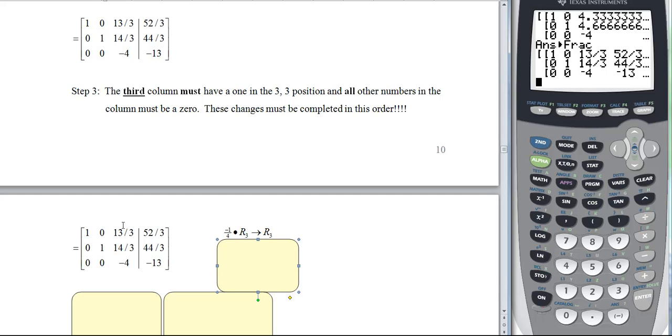I always start at the top and work my way down. That's just how I do it. I need a 0 here, so I need the opposite. So I'm going to do a negative 13/3 times row 3, add to row 1 to give me my new row 1. And in this position, I need the opposite. So I want a negative 14/3 times row 3, add to row 2 to give me my new row 2. Okay? And we're almost done.